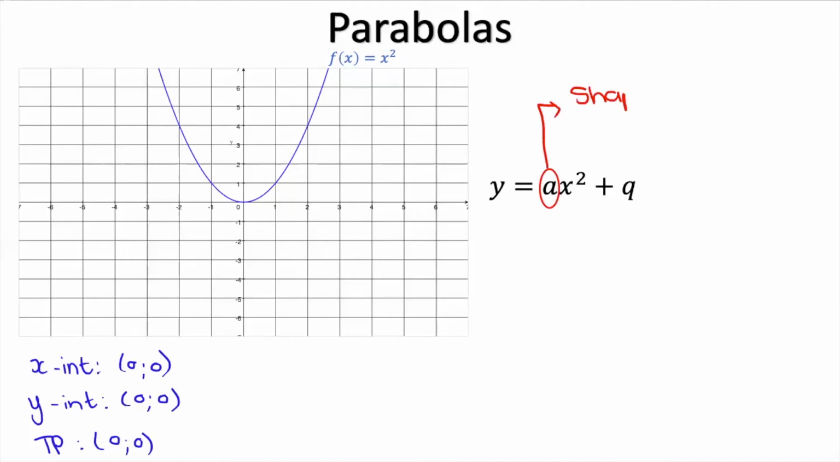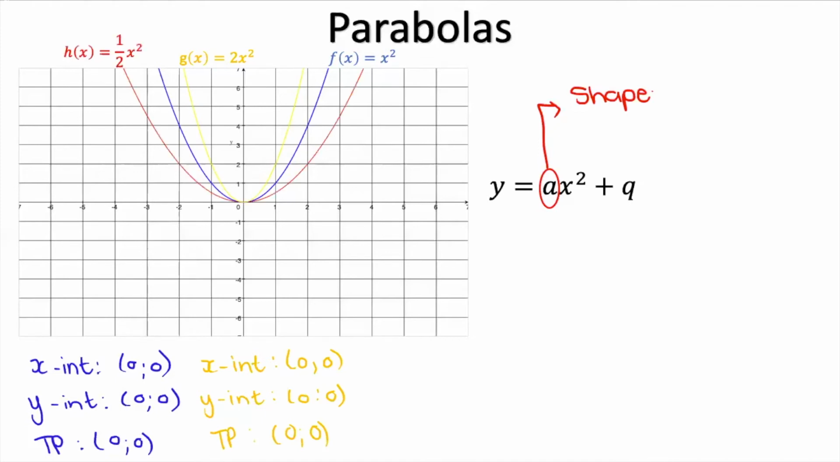This is going to tell us about the shape of the graph. The best way to consider this is to start plotting different graphs. So I've started here with g(x), which is equal to 2x squared. So you'll notice f(x) was 1x squared, and our g(x) is 2x squared. From this, we can see that it's a pretty similar shape, but it's a little bit narrower. Let's have a look at the x-intercepts and y-intercepts. Well, those are still at 0, 0, and the turning point is also still at 0, 0, so no change there.